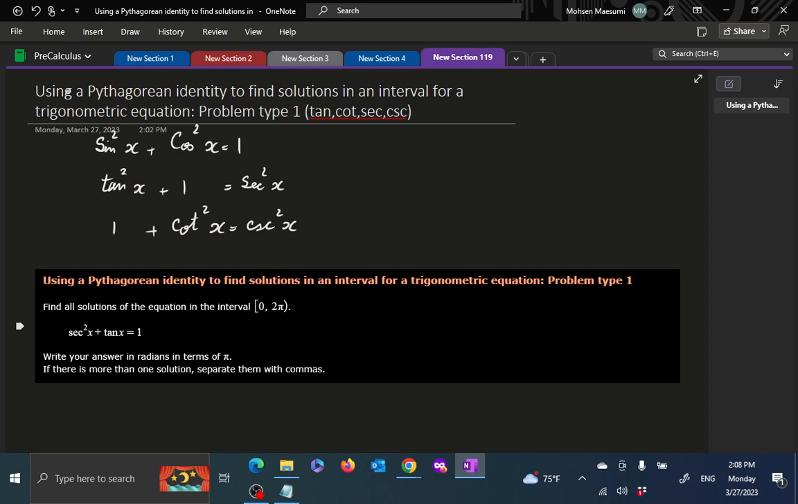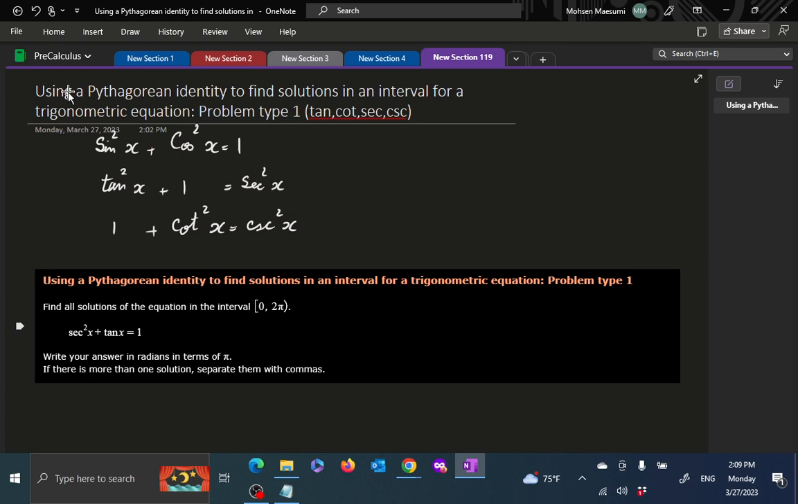So the intention in this section is to go back and study the Pythagorean identities and see which one of them can be used to make all the functions in your equation the same. The mismatch of secant here and tangent there is an issue that makes the problem a bit hard to handle, and the idea is to go back to the Pythagorean identity.